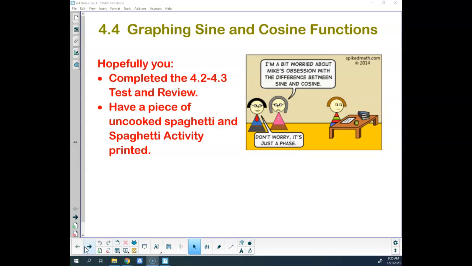Also at home, you're going to need a piece of uncooked spaghetti. I have it here for you guys in person, but we're going to get to that in a little bit. Okay. So on top of those two things, the packet and the uncooked spaghetti, you also need your notes out too, because we are going to be taking other notes today that won't be in the packet.